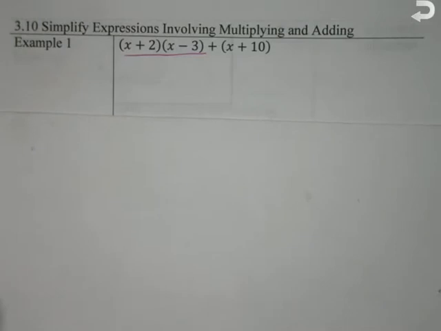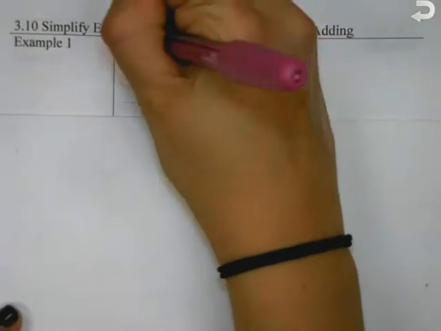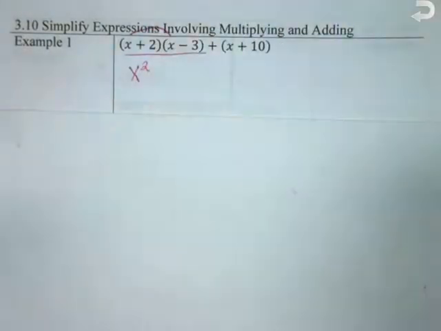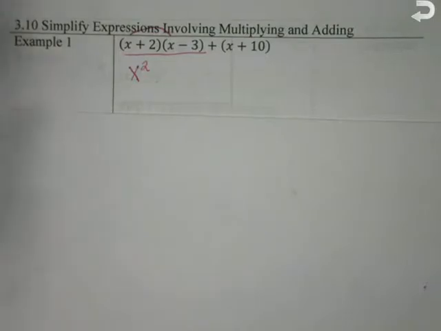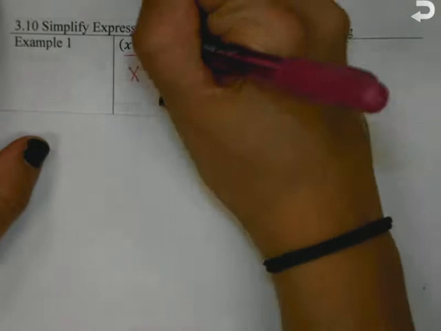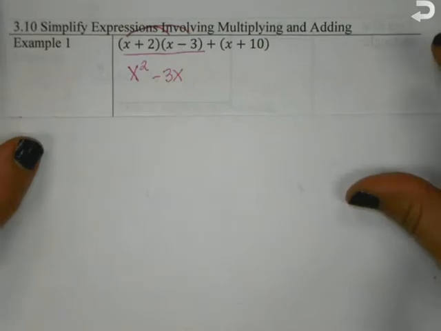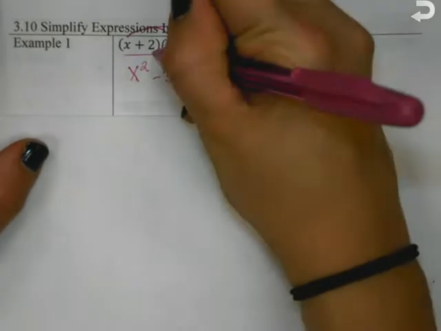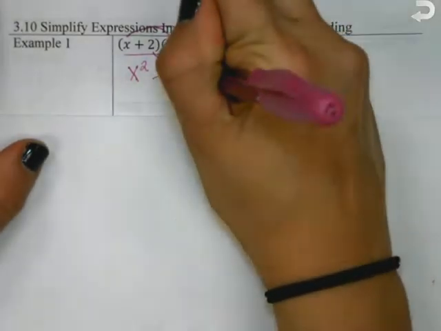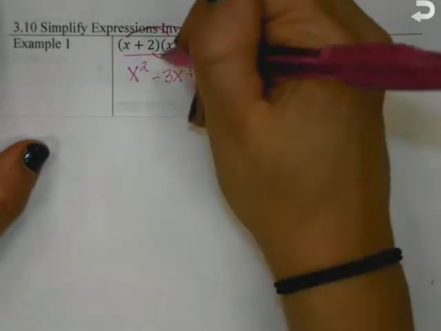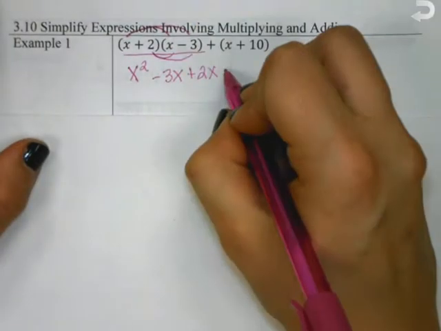Because I don't have a lot of space for this one, I'm going to use the FOIL method. So F in FOIL is first. x times x gives me x squared. O in FOIL is outside. So x times negative 3 gives me negative 3x. I is inside. 2 times x is plus 2x. And L is last. 2 times negative 3 is negative 6.